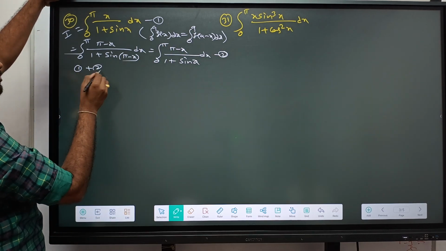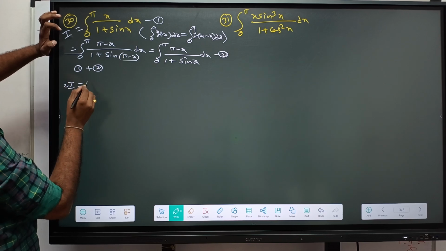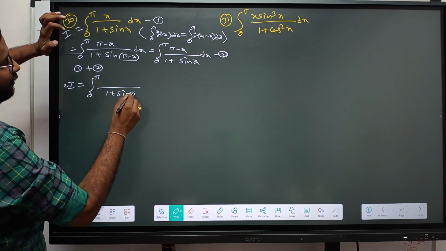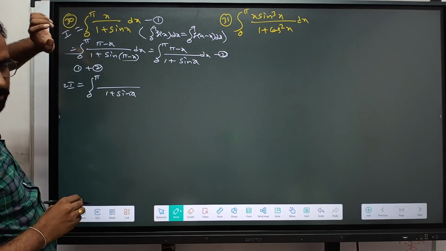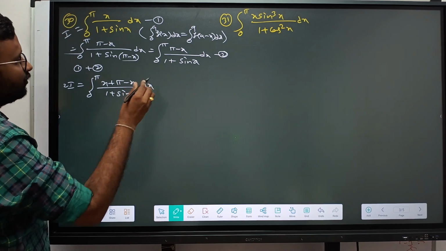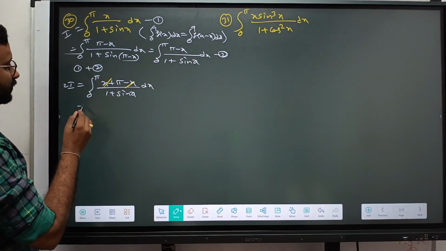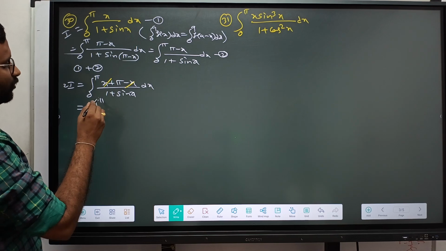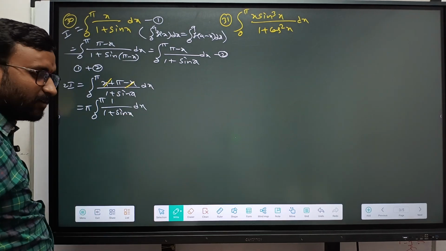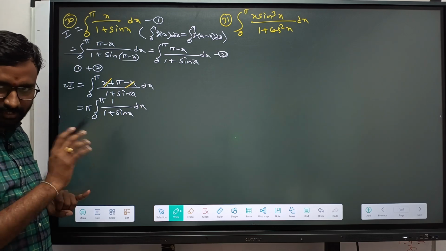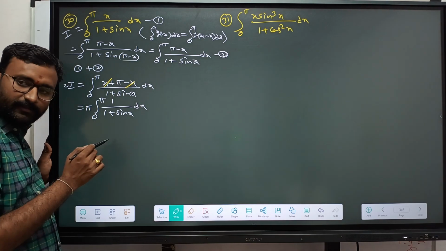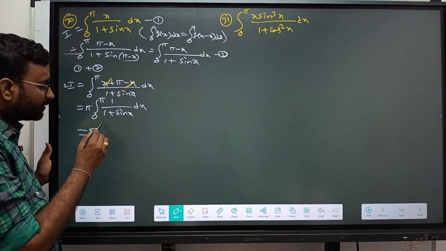Now add 1 and 2: I plus I, 2I, integral 0 to pi. The denominator is the same, 1 plus sin x. Numerators will be added: x plus pi minus x, which gives pi outside, integral 0 to pi of 1 by 1 plus sin x dx. Here we have two methods. One is type 7, where only the denominator has a trigonometric ratio. One more method, if you have 1, you can do rationalization also.